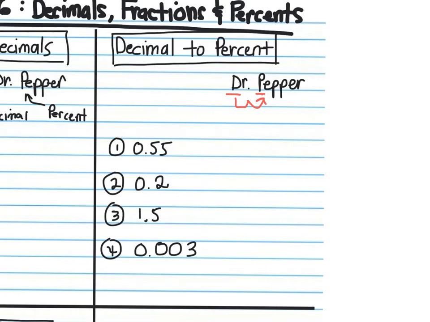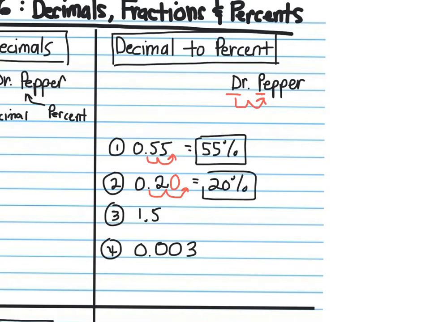So on number 1, you move the decimal twice to the right. It's going to end after the 5, so it's going to be 55, and then we label it percent. On number 2, we move it twice to the right, 1, 2. Now we need a placeholder, so this is going to be 20%. Number 3, the decimal point is in between the 1 and the 5. Move it twice to the right, 1, 2, and then it's going to be 150%.